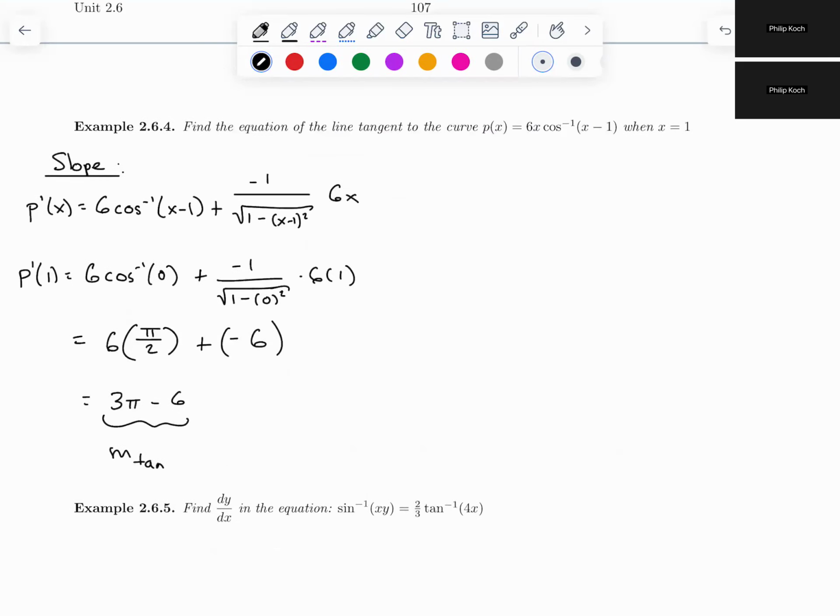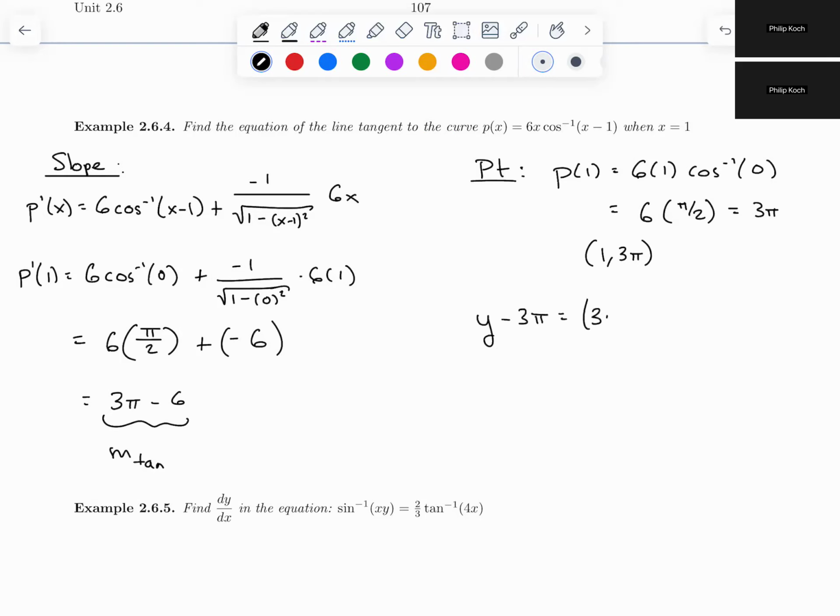Next, we need to find the point, because we're only given the x value. So we need to find p of 1, which is 6 times 1 times cosine inverse of 0, which would end up being 6 times pi over 2, as we already calculated, which is 3 pi. So the point is 1 comma 3 pi. This is yet another reason why slope-intercept form is the weaker of the two. Because now all I need to do is y minus y sub 1, y minus 3 pi is equal to m, so 3 pi minus 6 times x minus 1.